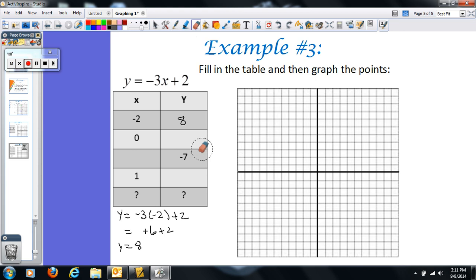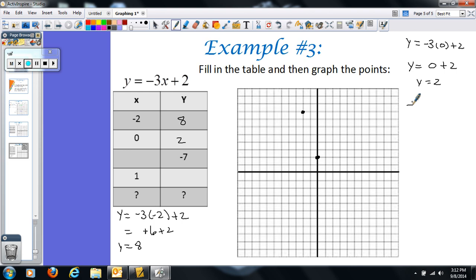Okay. I am going to erase this. Actually, no, I'll go over here and work now. So now we got 0. We got y equals negative 3 times 0 plus 2. You got y equals, that's 0 plus 2, which gives you y equals 2. So I can plot these as I go. I've got negative 2, 1, 2, positive 8, 1, 2, 3, 4, 5, 6, 7, 8. Right here. I have 0, 2, which means 0 on the x, up 2 on the y. This would be my y-intercept.